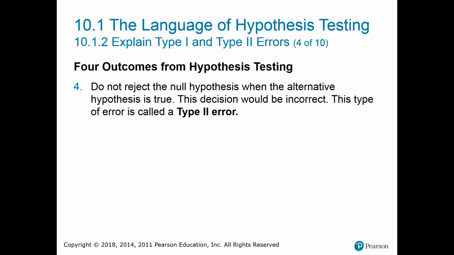Fourth, do not reject the null hypothesis when the alternative hypothesis is true. This would be a type 2 error. So in this instance, let's say our alternative hypothesis is true, but instead we accept the null hypothesis, which would negate the alternative hypothesis. This is a type 2 error.